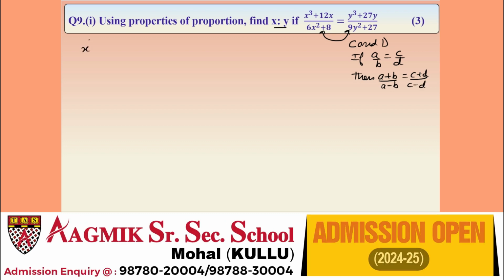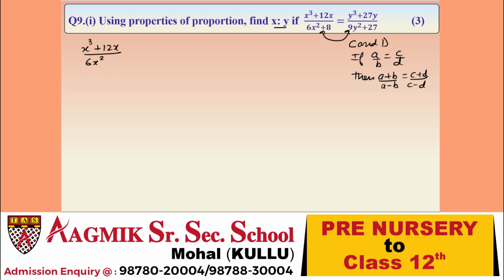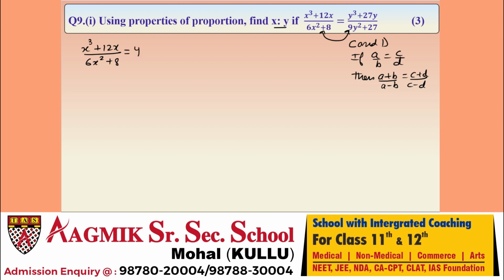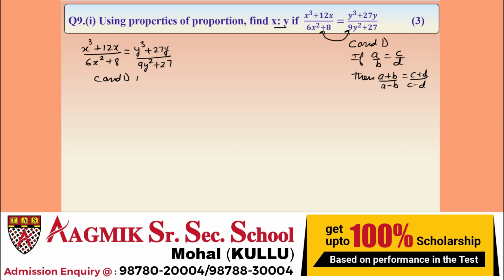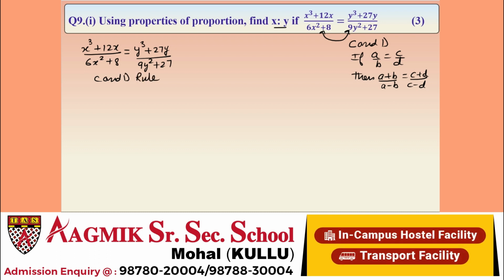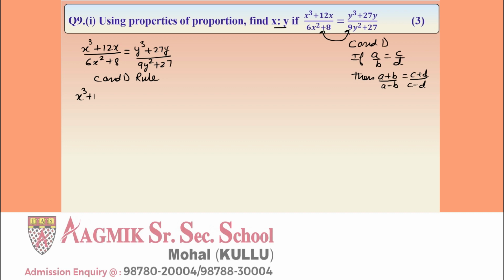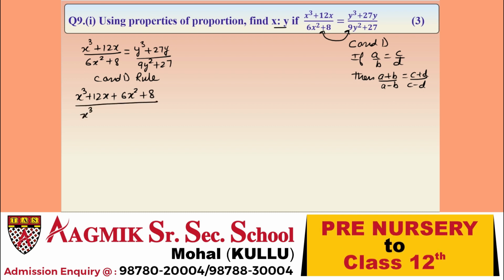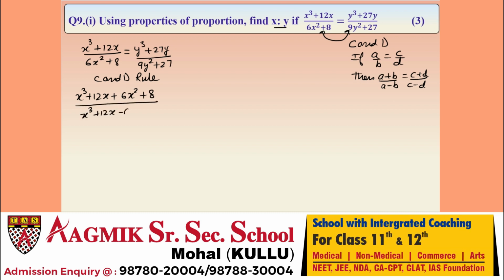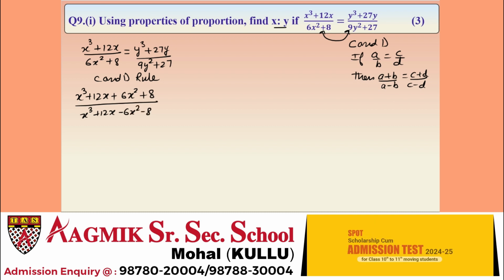So we have like x cube plus 12x divided by 6x square plus 8 to be equal to y cube plus 27y divided by 9y square plus 27. So let us apply c and d rule, that means componendo and dividendo rule. So we have numerator plus denominator. So x cube plus 12x plus 6x square plus 8 divided by numerator minus denominator. So x cube plus 12x minus 6x square minus 8.